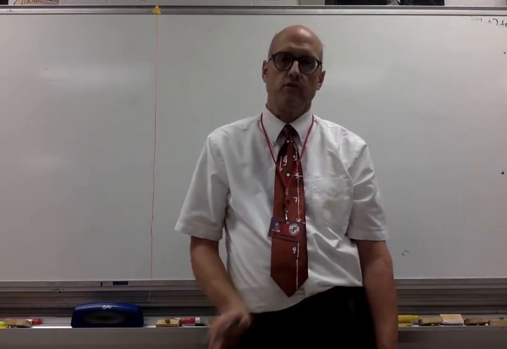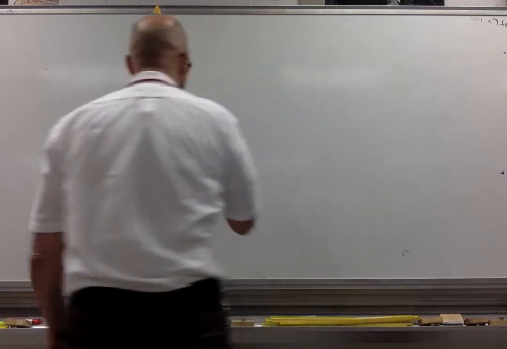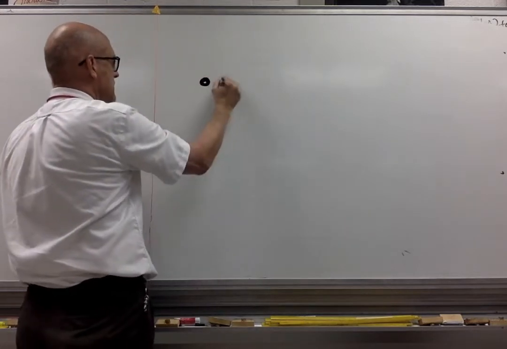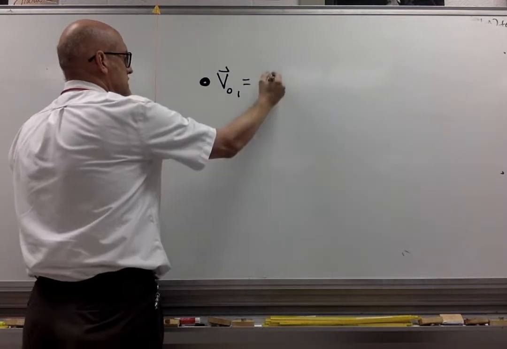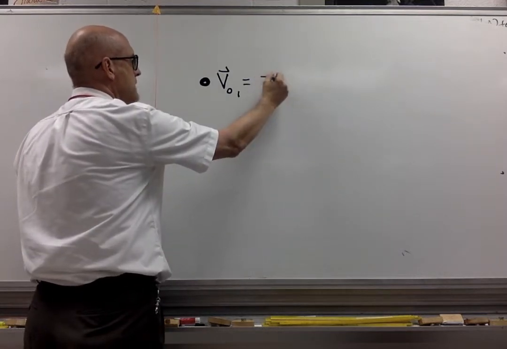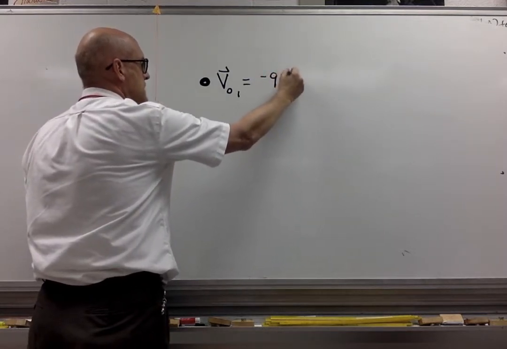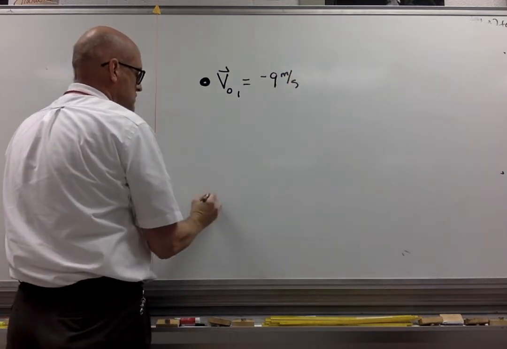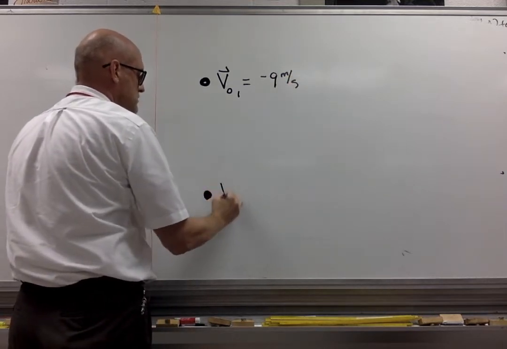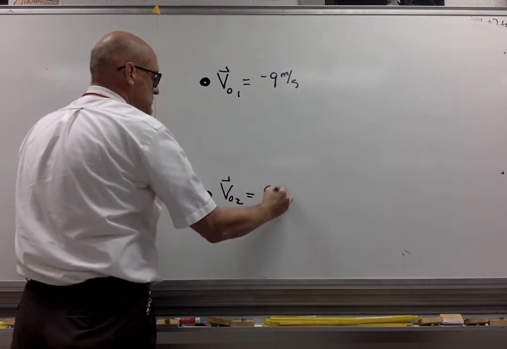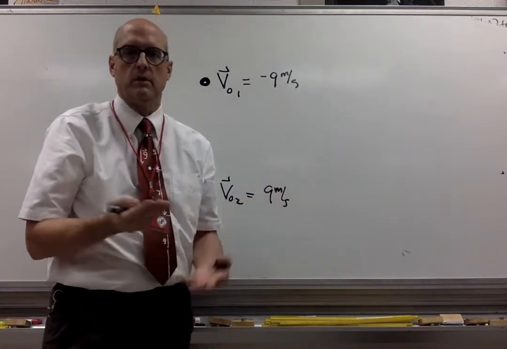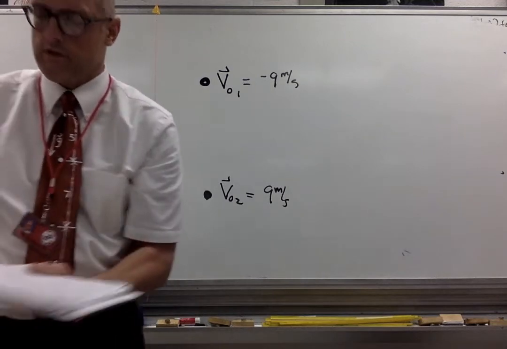So the stone that is thrown down, we'll call that stone number 1. So we have VO1 is equal to negative 9 meters per second. And then stone 2, we'll call that stone VO2. That would be 9 meters per second, right? They're thrown at the same speed, but opposite direction.